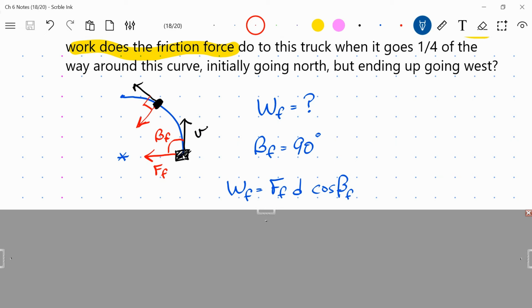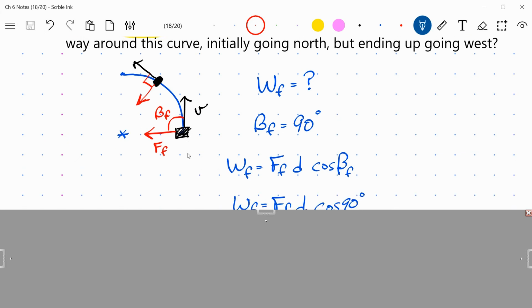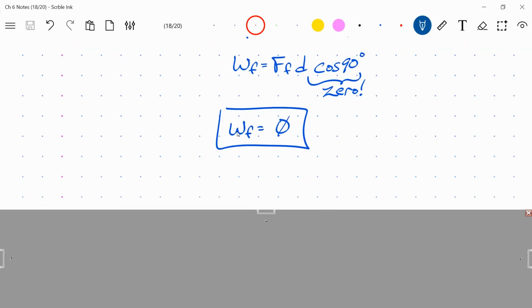From an energy perspective, the truck has the exact same energy at all points along the circle, in fact, primarily energy in the form of kinetic energy. And since it's not speeding up and not slowing down, that kinetic energy did not change as it curved through this quarter circle. So it didn't gain energy, it didn't lose energy. It's true that the work done by friction was 0.